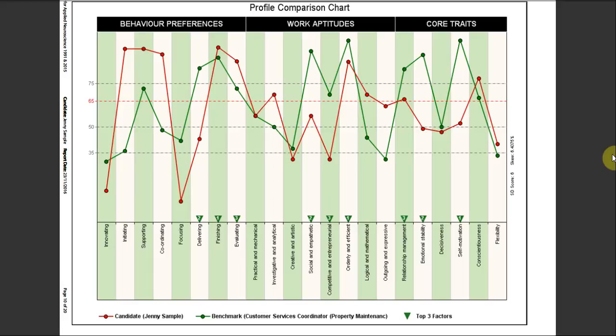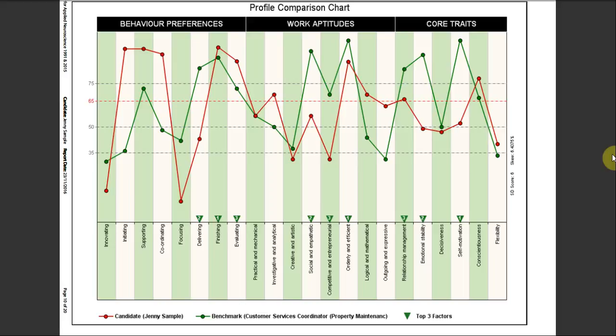So viewing the graph, you can see that for the top 3 factors in the behavioural preference, the candidate is close to the benchmark and therefore a match on finishing and evaluating, but the candidate is not so close on delivering, which is a mismatch. We already know this information from viewing the Prism map. The same principle applies to the work aptitudes.